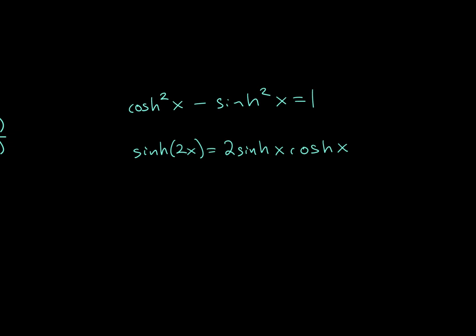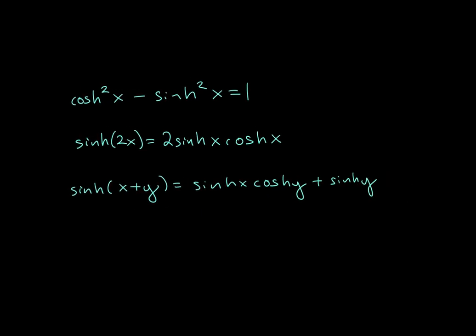Just like in trigonometry, most things spur from double angle identities. So we also have addition and subtraction identities. For instance, we can show that sinh of x plus y is actually equal to sinh of x cosh of y plus sinh of y cosh of x. So that looks a lot like the addition identity in trigonometry.